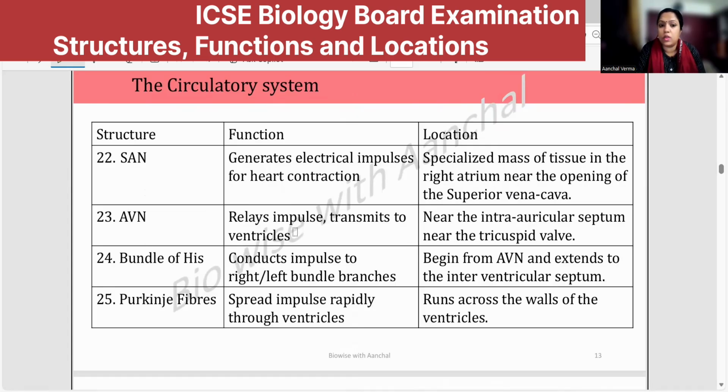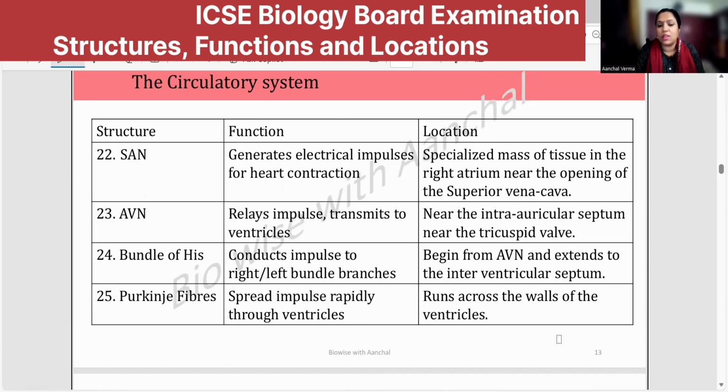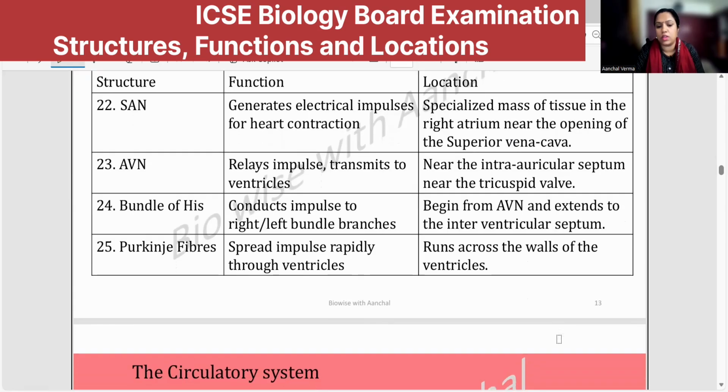AVN, atrioventricular node, relays impulse to ventricles. Where it is present: near the interatrial septum near tricuspid valve. Bundle of His conducts impulse to the right and left bundle branches and begins from the AVN and extends into the interventricular septum. Purkinje fibers spread impulse rapidly through the ventricles, running across the walls of the ventricles. Okay, so this is about the electrical supply to your heart. You should know the function and the location.